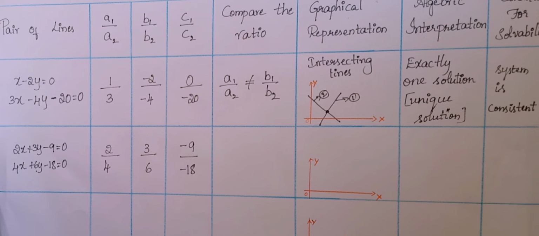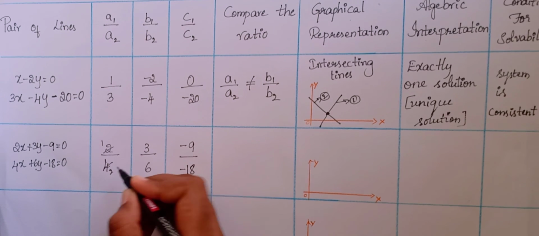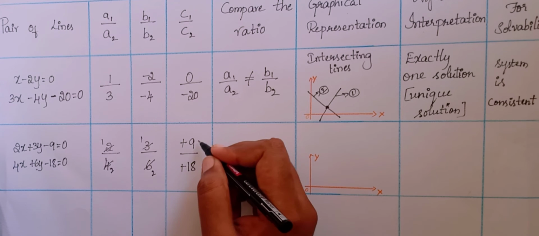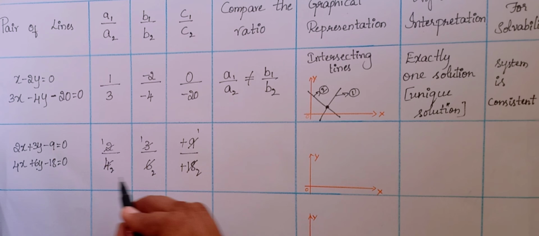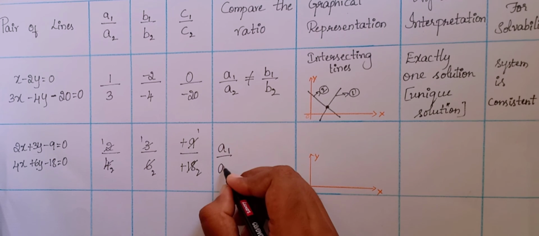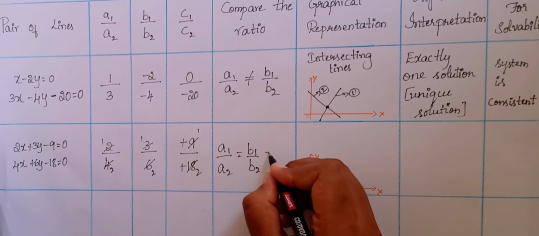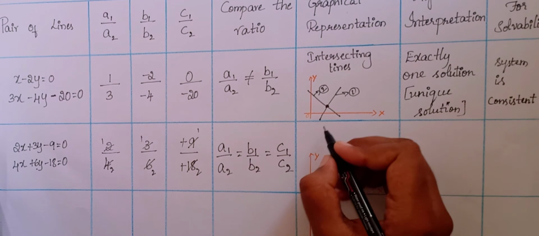Now we will check whether we can divide anything or not. Here we can divide. 2 1s are 2, 2 2s are 4. 3 1s are 3, 3 2s are 6. Minus minus cancels, 9 1s are 9, 9 2s are 18. So therefore we get everything as 1 by 2, 1 by 2. So we can say A1 by A2 is equal to B1 by B2, which is equal to C1 by C2. This means coincident lines.